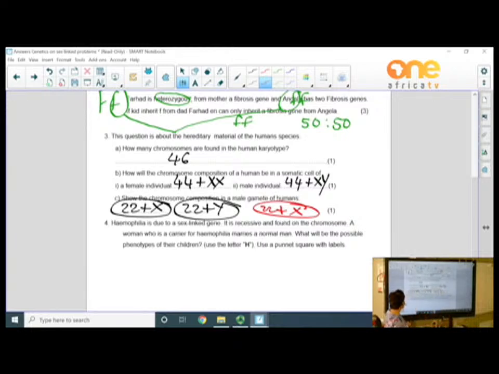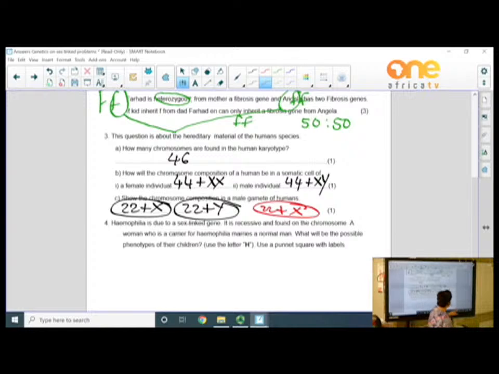Okay. Hemophilia is due to a sex-linked gene. Hemophilia is that disease that we talked about in the video of the king, the royal family, when you have a hit against your body, you can have internal bleeding, or it's very easy for you to bleed because your blood does not clot or coagulate very easily.